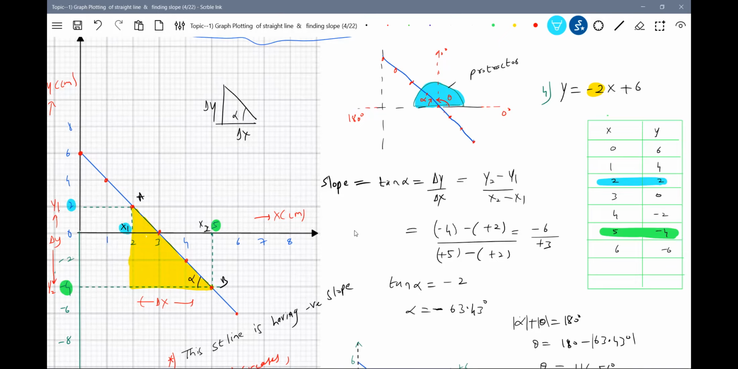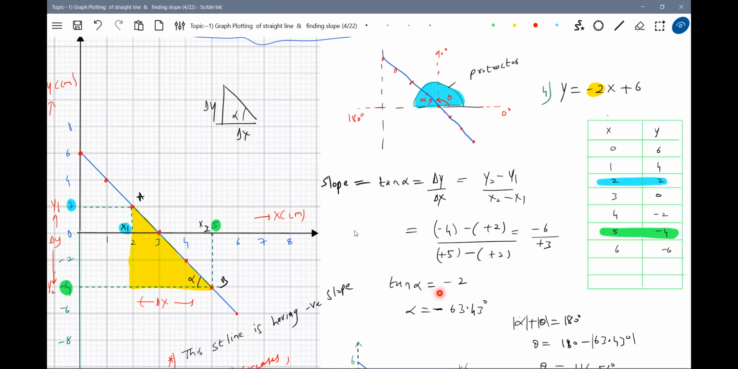Okay, how do you define tan alpha? Opposite by adjacent, delta y by delta x. So I substitute: delta y means what? Final minus initial. Delta means change, and change means final minus initial, always. Now what is the value of y2? Minus 4. Substitute with sign: y2 minus y1, minus 4 minus 2, over x2 minus x1, 5 minus 2. Solve this, you'll get minus 6 by 3, so tan alpha is equal to minus 2.